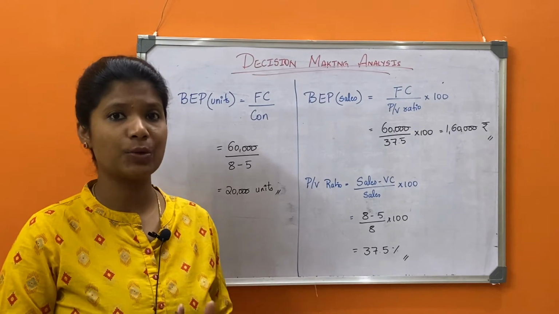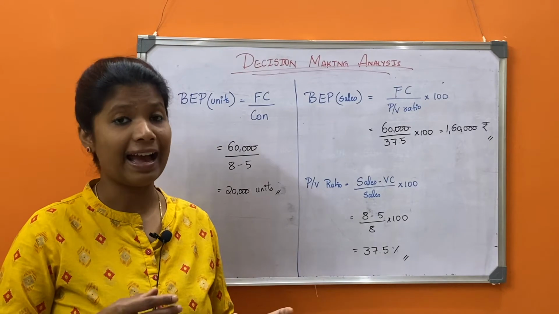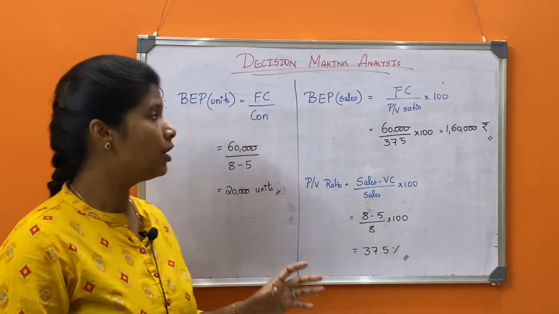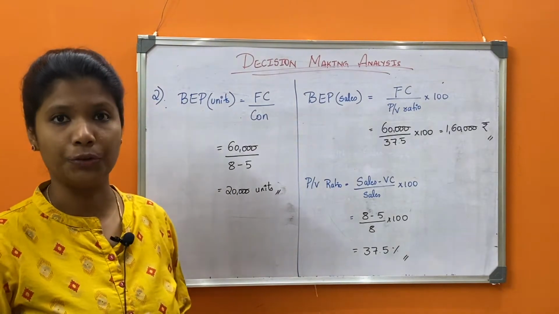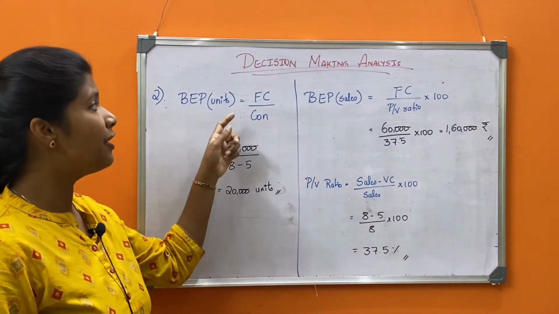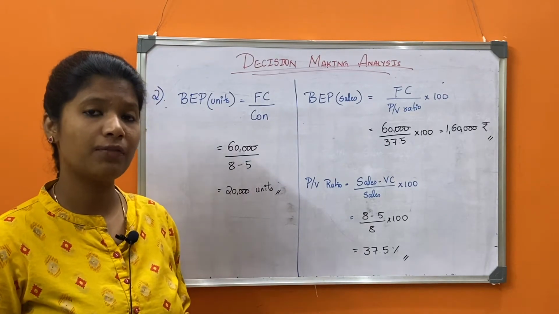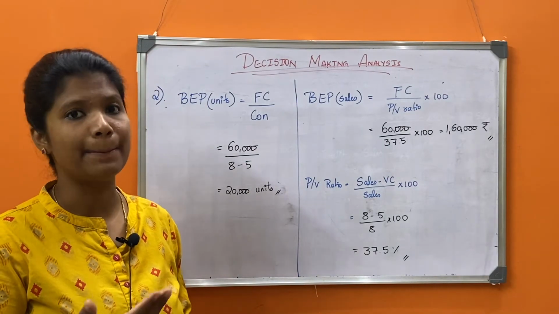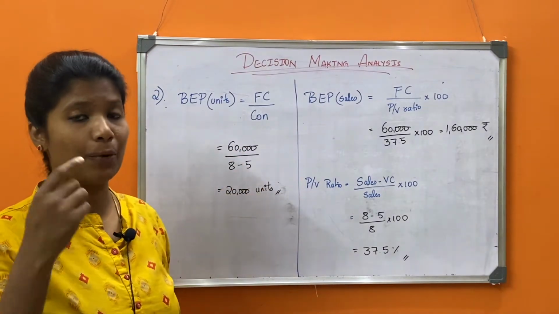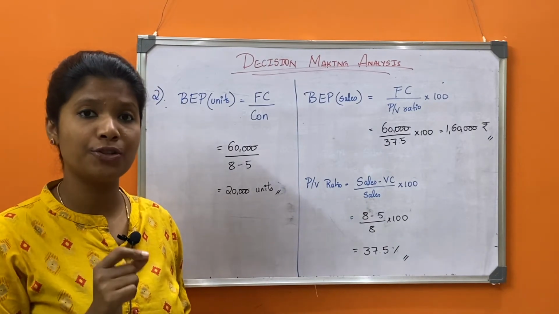Right? So here in this question we are asked to find out break-even point in terms of units and in terms of sales or rupees, both. Okay. So first let's find out in terms of units. So break-even point in terms of units, if you have to find out, the formula stands fixed cost divided by contribution. Now we all know what is the formula for contribution?